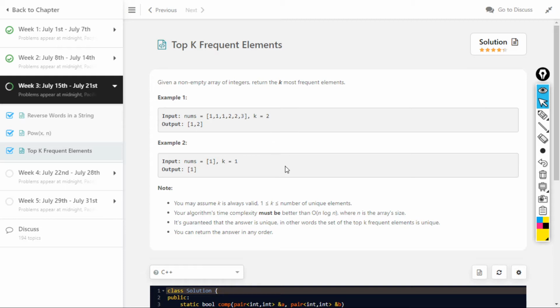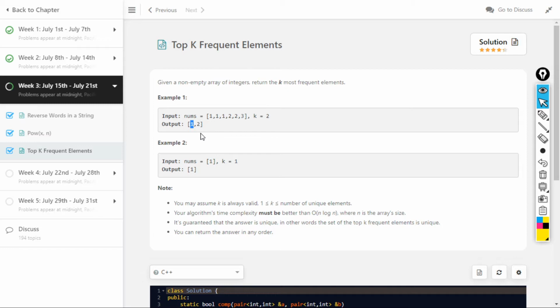Suppose k is 2. Then we have to find the first two numbers which have the highest occurrence. In this case, 1 has 3 occurrences, 2 has 2 occurrences, and 3 has 1 occurrence. So our final answer will be 1 and 2. Similarly, if k is 3, then we have to return 1, 2, 3. If k is equal to 1, then we have to return only the one which has the most occurrence. So we have to return the k elements which have the most occurrence. Suppose k is 5, then the first 5 numbers with the most occurrence.